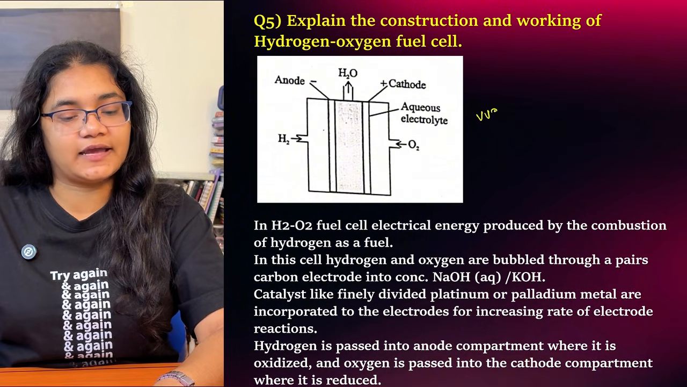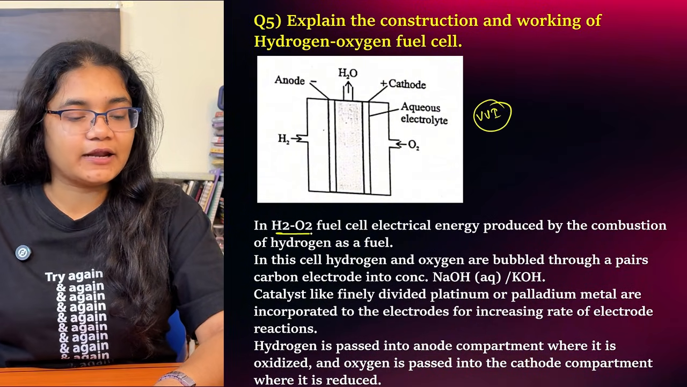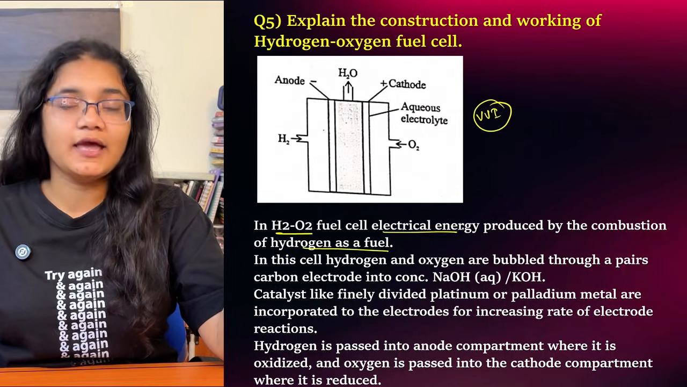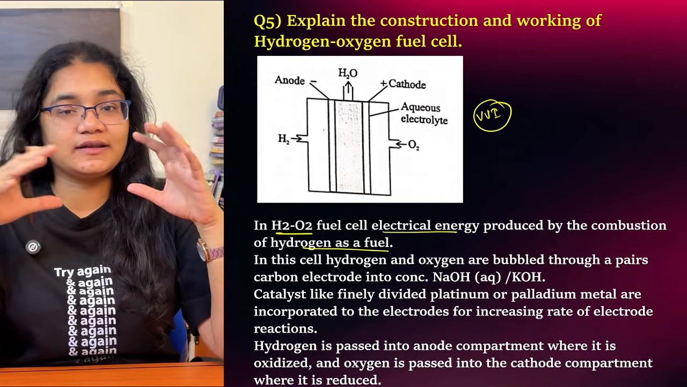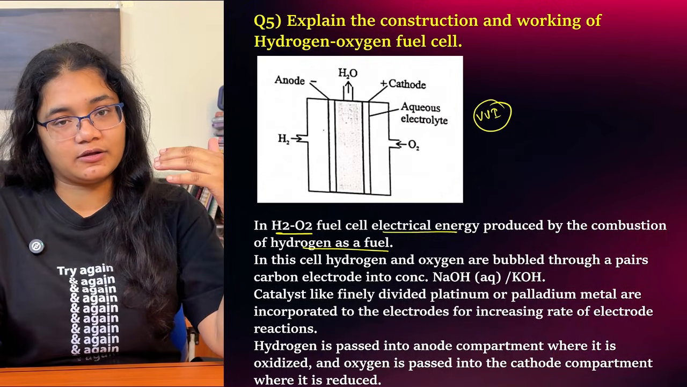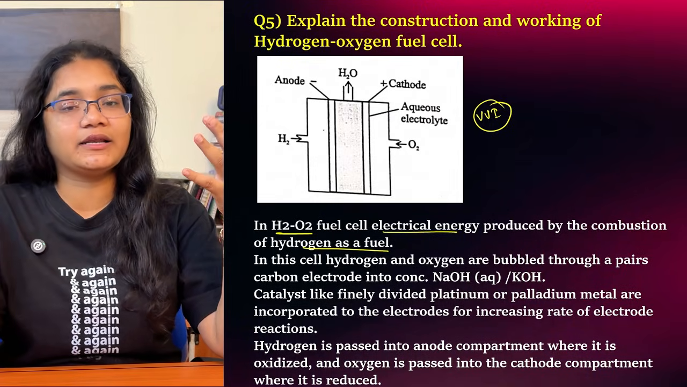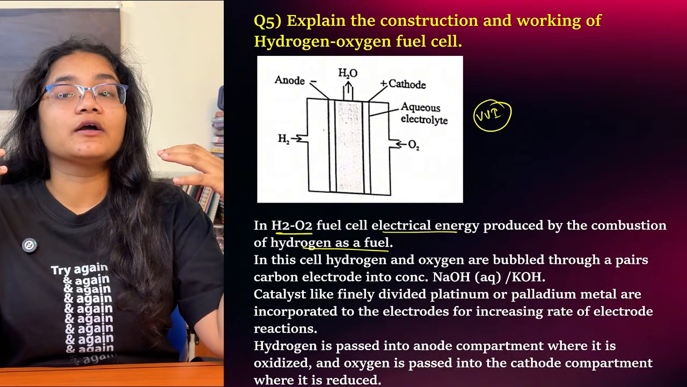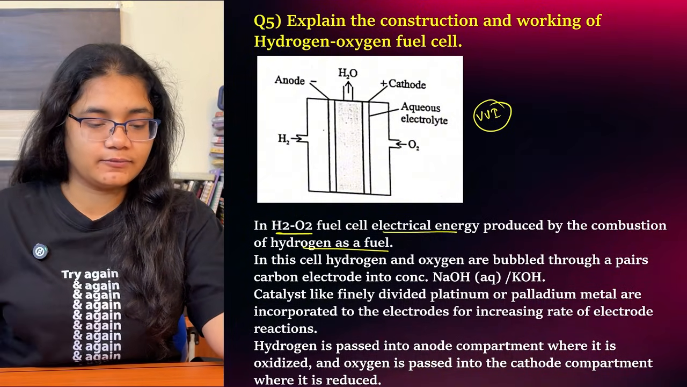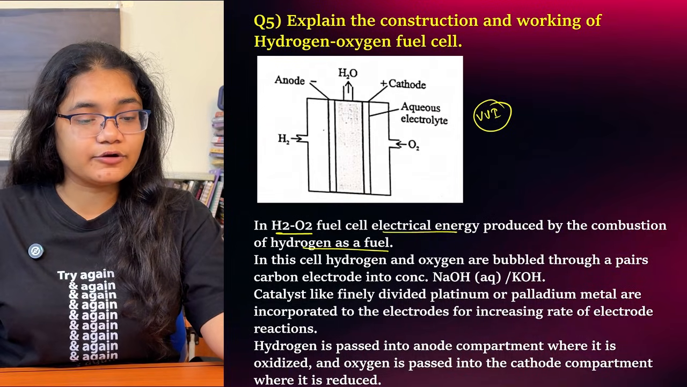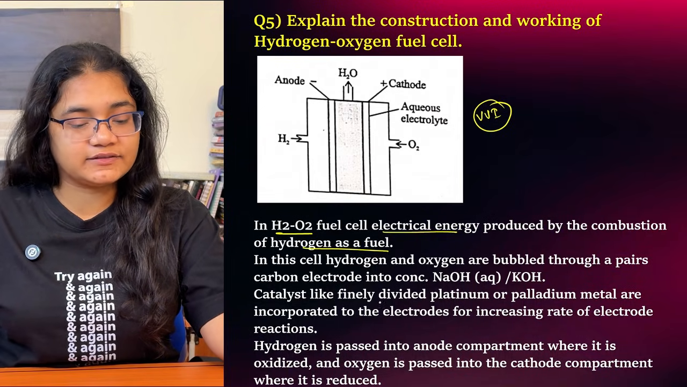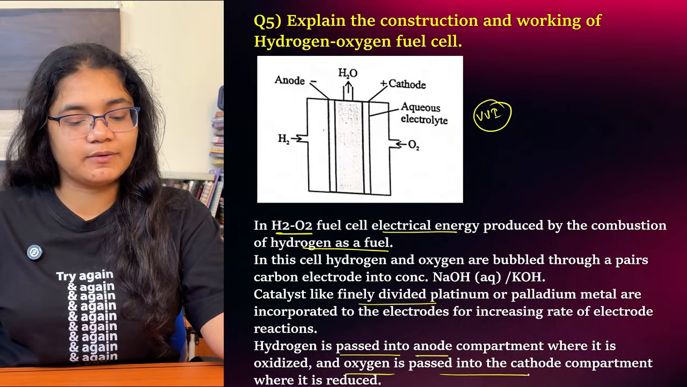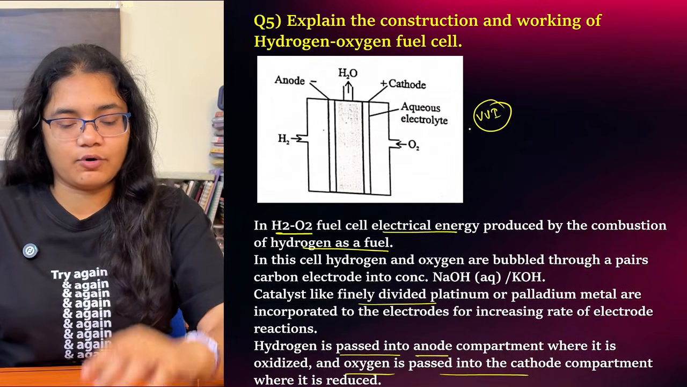Now next one is your fuel cell and its working. So first of all, again, this diagram is very, very important. In hydrogen oxygen fuel cell, the electrical energy is produced by the combustion of hydrogen as a fuel. Okay. In the general cells where we have seen, the redox reaction was used to convert chemical energy to electrical energy, and that chemical energy was coming from redox reaction. But in fuel cell, the chemical energy comes from the combustion of the hydrogen and oxygen. Okay. And hydrogen and oxygen are bubbled here. The finely divided catalyst is used, and hydrogen is passed through the anode and oxygen is passed into the cathode. Okay, this is very, very important diagram.